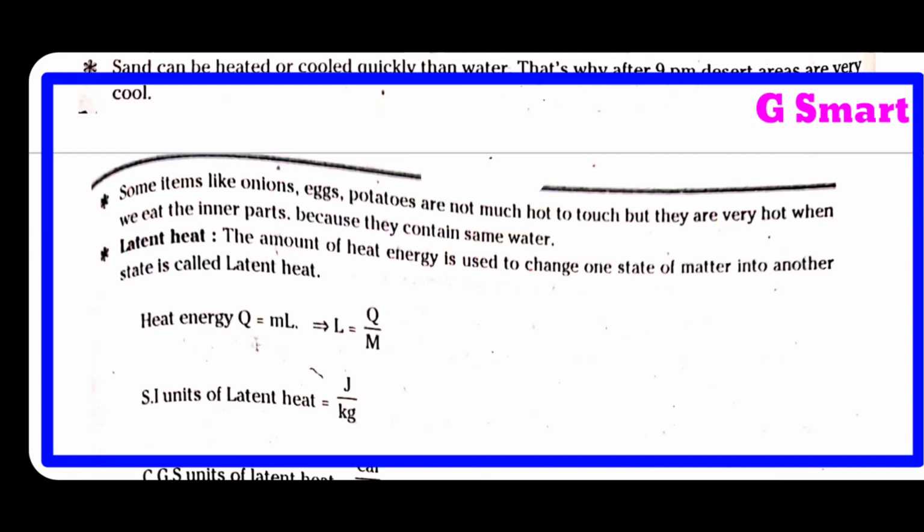Some items like onions, eggs, potatoes are not very hot to touch, but they are very hot when we eat the inner parts because they contain water. Water has the highest specific heat, so it will take more time to become cool.